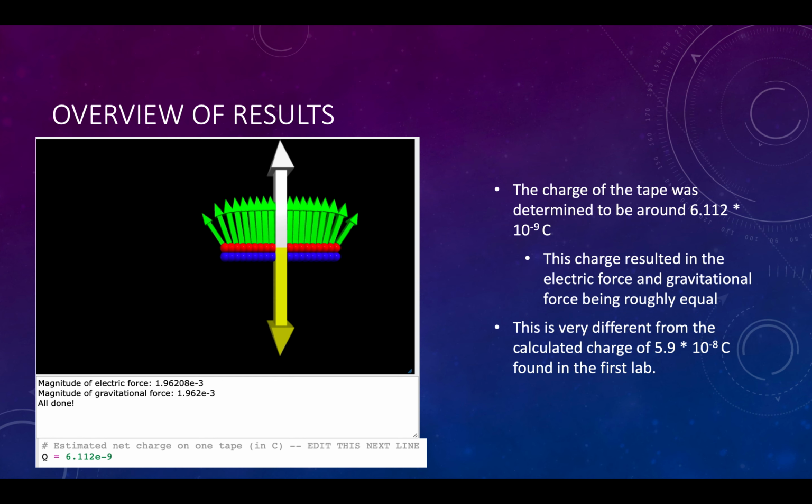So just an overview of the results. In the model diagram, the green arrows represent the electric field for each separated particle within the tape. The white arrow shows the electric force, and the yellow arrow shows the gravitational force. And using this model, the charge of the tape was determined to be 6.112 times 10 to the negative 9 coulombs. And this is very different from the calculated charge that was found in lab 1, which is way higher than the value found in lab 2, but I will talk about that more later.